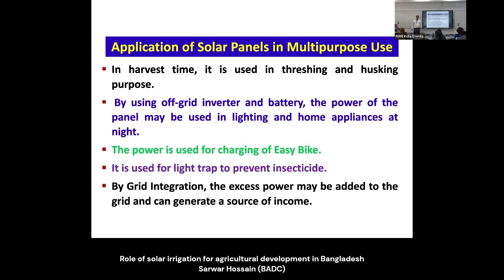And we use the solar panel for multiple purposes. You know that the irrigation season is 4 to 6 months, but in Bangladesh, in the southern and eastern side, solar irrigation goes on all year. In some cases it is used for 4 to 6 months. Then we use it for threshing or husking purposes, and we want to use it for other purposes.